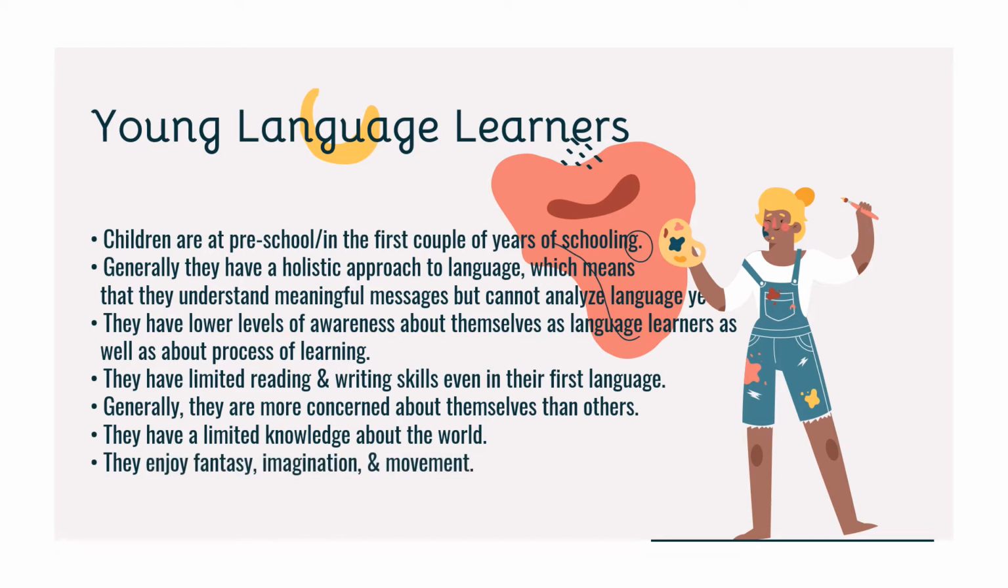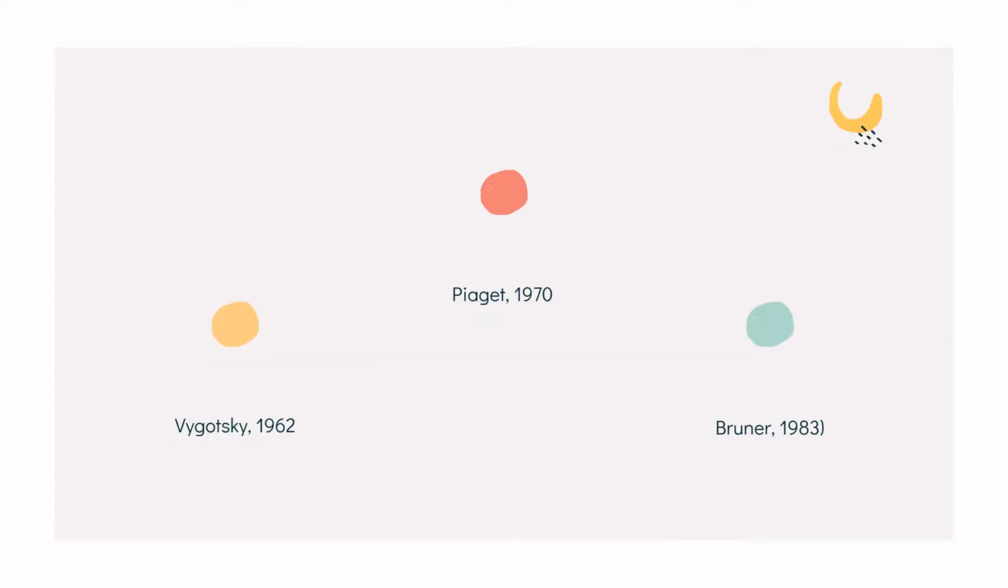Then, they enjoy fantasy, imagination, and movement. Okay. If you can see the children or your brother or younger sister, they always imagine something about superheroes, right? And when they play around, they always go from one place to another. So later, if you are becoming a teacher, please consider this characteristic.